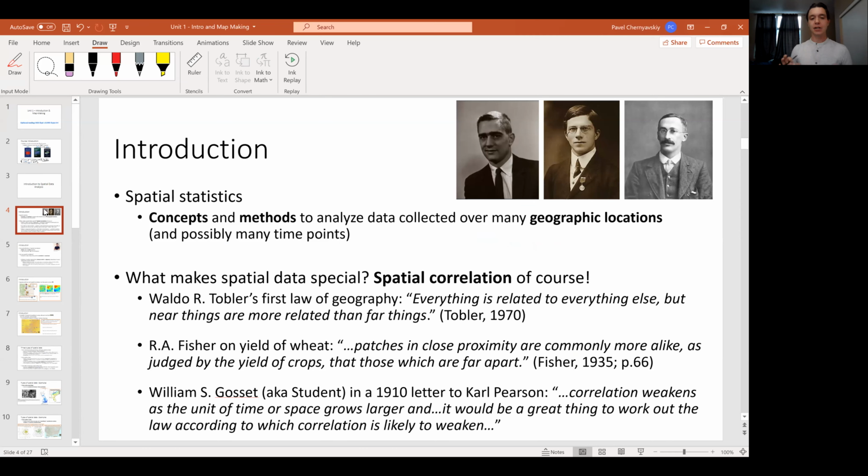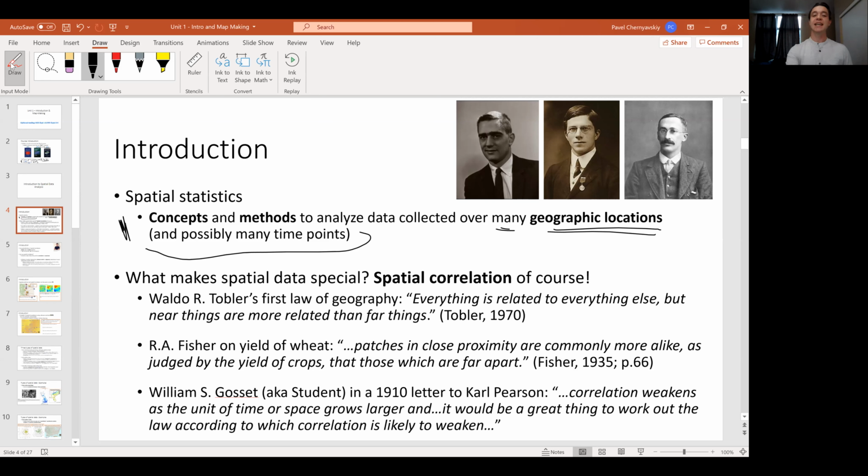So I think a good definition of spatial statistics: concepts and methods, and I have to click draw. All right, learning. Concepts and methods to analyze data collected over many geographic locations and possibly many time points. So here is our first caveat. Most often when you're out there collecting data, it is very rare that you decide to collect data across space, across many geographic locations, but only one time.